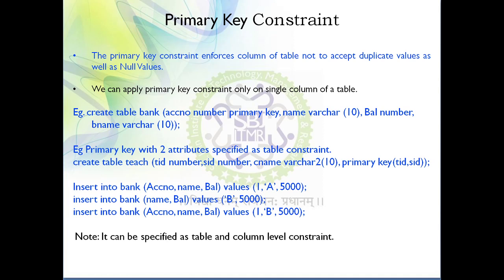So what is a good practice? The good practice is to specify the name of the constraint every time you apply a constraint. But here intentionally, in order to tell you that even if you are not providing the name, you can still apply the constraint, I wanted to show this, that's why I intentionally did not give a name to this primary key constraint.